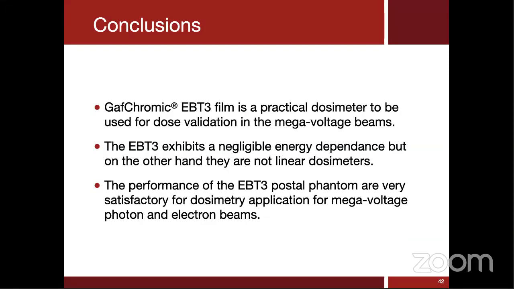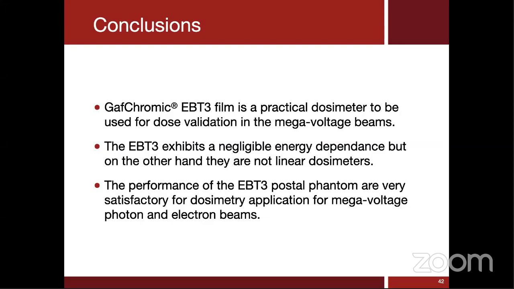The EBT3 film exhibits a negligible energy dependence, but on the other hand, they are not linear dosimeters. So if you want to use them, it depends on the application you're looking at. If, for example, you're doing a TBI, where you're measuring doses that are roughly around 2 grays, then even if you use the straight line fit in that region of data, I don't think that's really terrible.